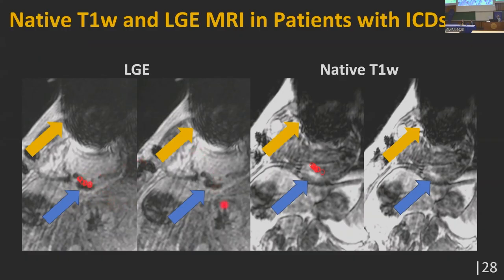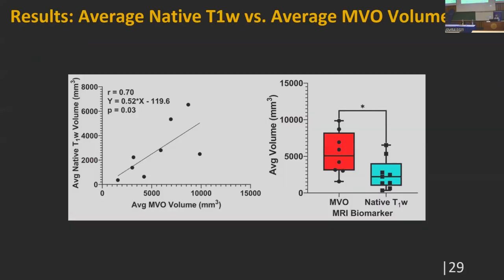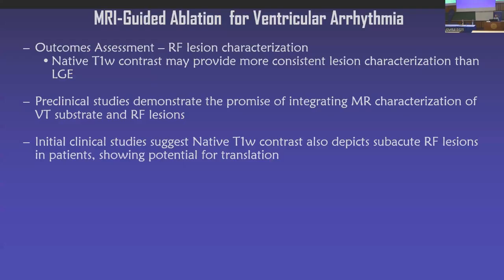Again, that's the place where they targeted. You can see the MVO, you can see the bright signal. So again, it's very encouraging. We can actually see these lesions in patients. So, again, the MVO lesions are bigger than the native T1.